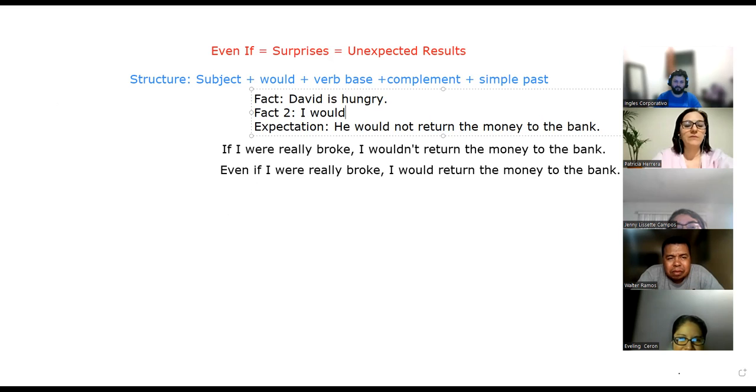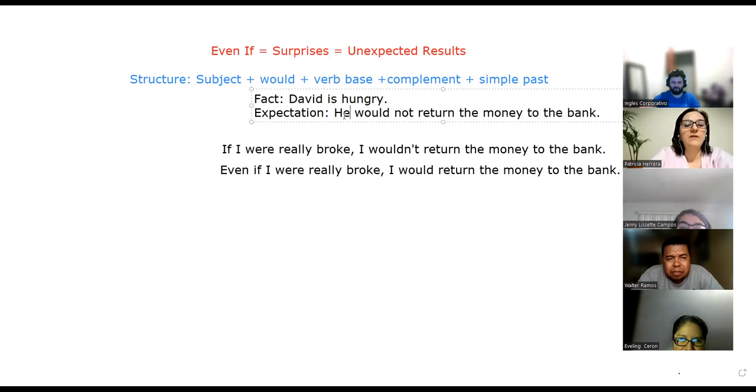The other fact is that the expectation is, you know, that I would order food, guys, because I don't want to cook. I don't want to cook right now, but I'm hungry, so I'm going to order food. All right, very good. So this is the expectation, right?